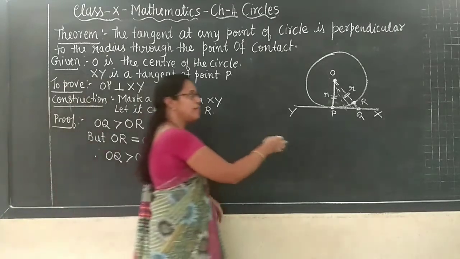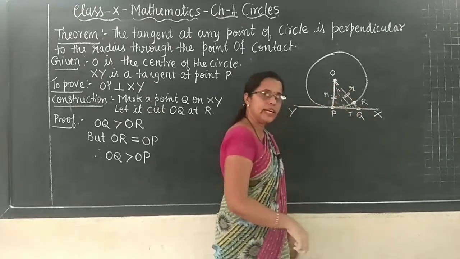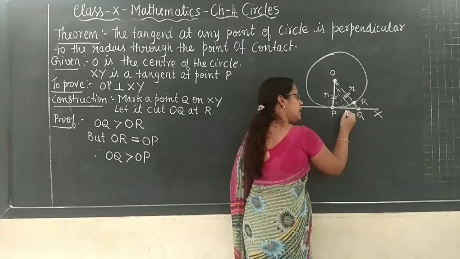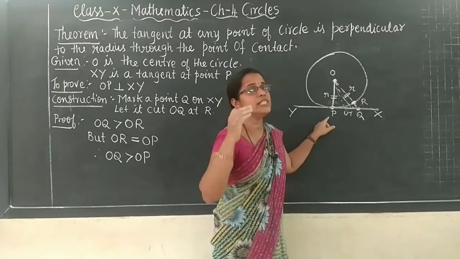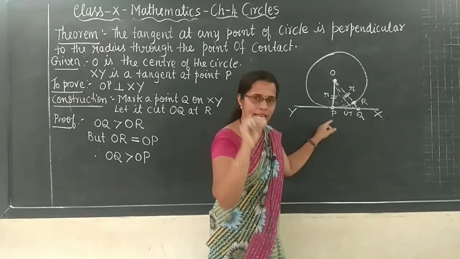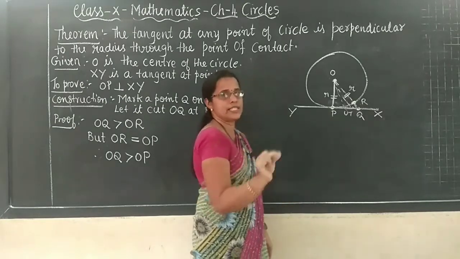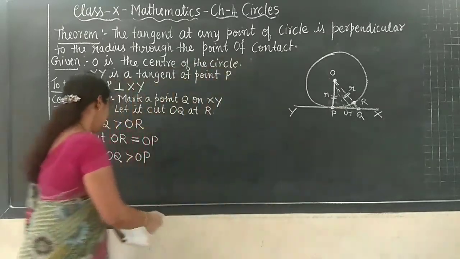If you take any number of lines here, if I take here T, OT is also greater than OP. If I take here U, OU is also greater than OP. That means of all the lines, OP is the shortest distance. So you have to write here the main thing.